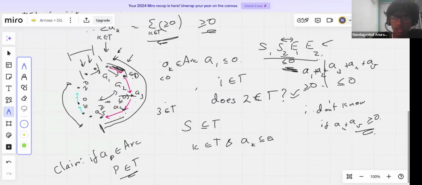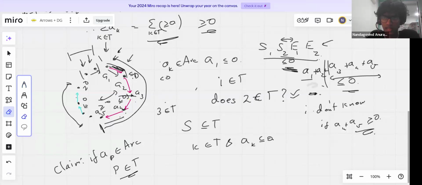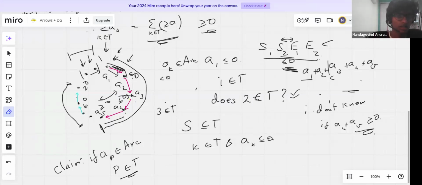So the point is this. For any vertex on the arc, if the sum till the end of the arc is less than or equal to 0, then the sum from the start till just before that point will be greater than or equal to 0. So that's a contradiction because I've taken the minimal length arcs. So every point on an arc should belong to P. Can you conclude the question from now?